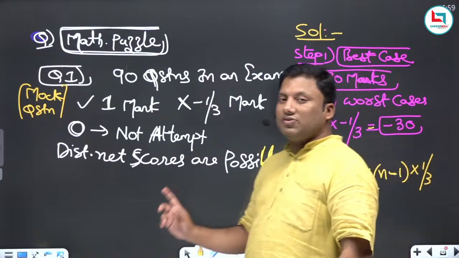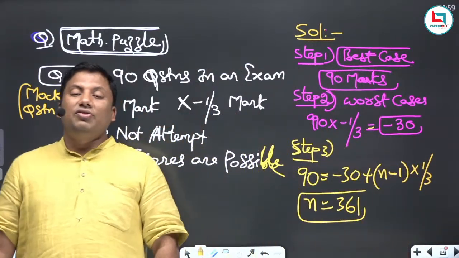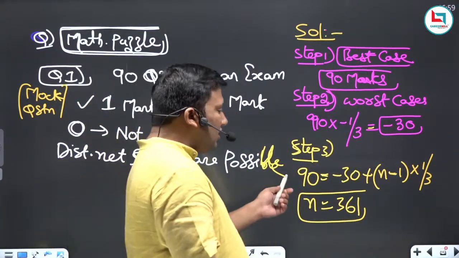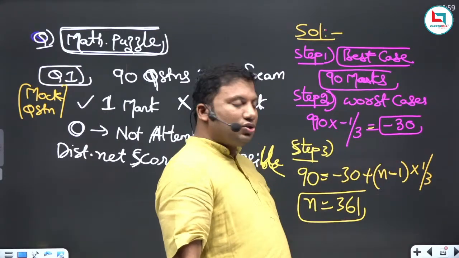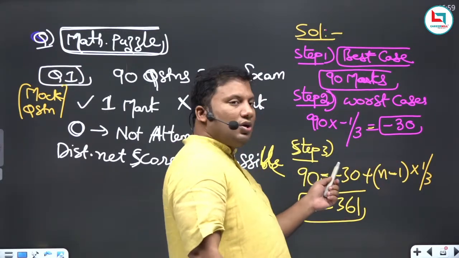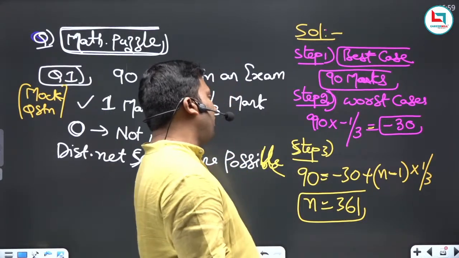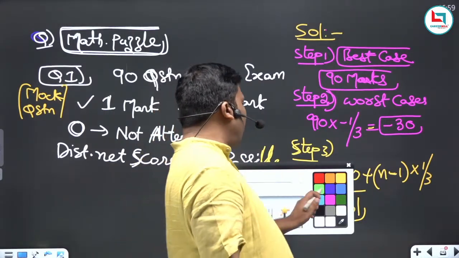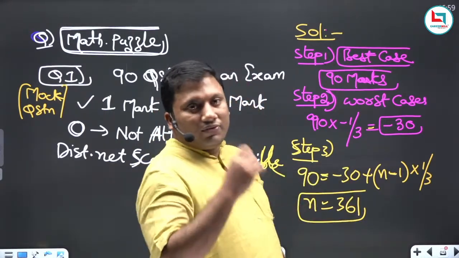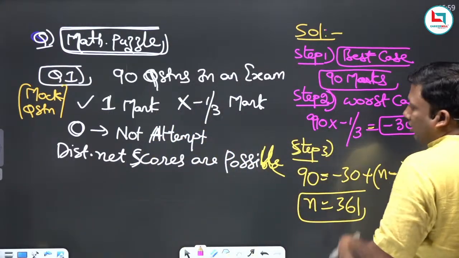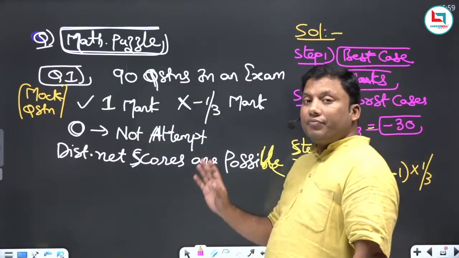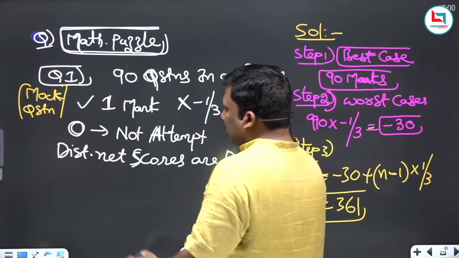Most of the students will tick mark the answer as 361. How did you get this equation? Tn equals a plus n minus 1 into d. 90 equals minus 30 plus n minus 1 into 1 by 3. So 120 times 3 is 360. 360 plus 1 is 361. Totally 361 scores are possible.